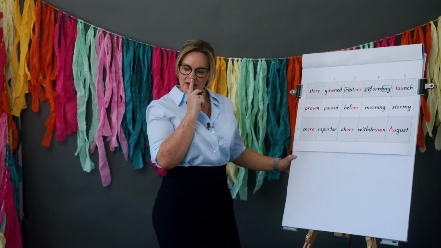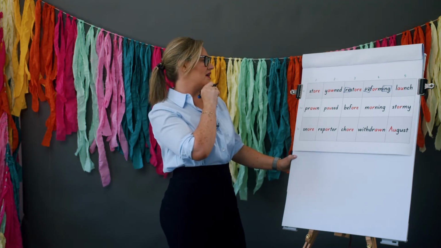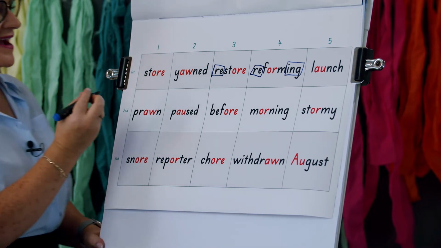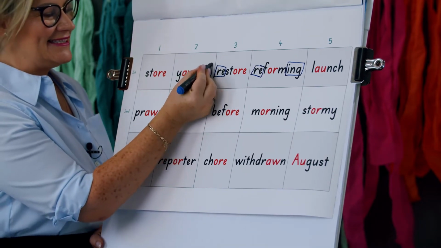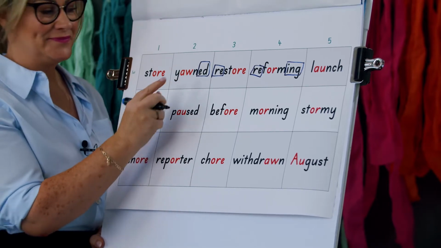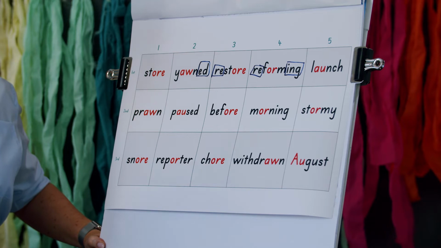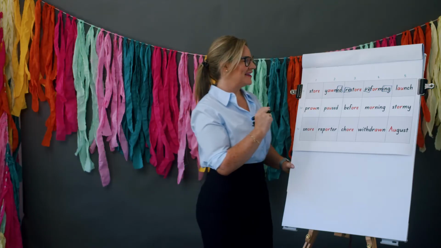Now, in the first row, can you find me a word that is in the past tense? What gives it away? Ed suffix means past tense. Yawned. If I wanted to make that present tense, I would have to change ed to ing. Got it. Excellent.